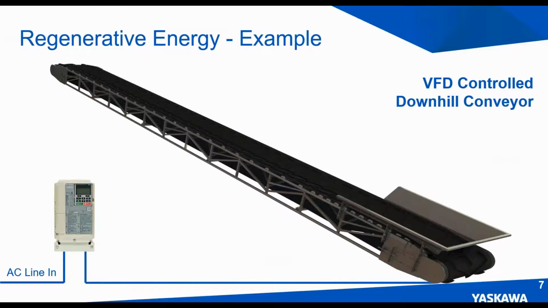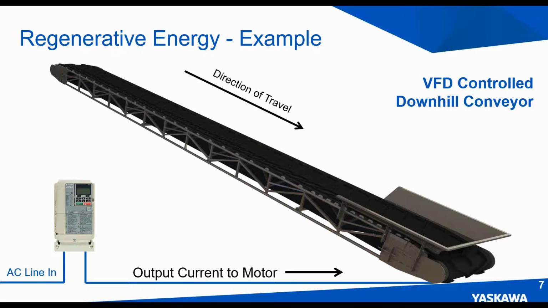So here's a regen example. We have a downhill conveyor, and we have an A1000 here running that conveyor. So our direction of travel is down, obviously, and to the right. And when we're running the motor, it's going to put output current, or the motor is going to pull current from the drive to create that directional shift for the conveyor.